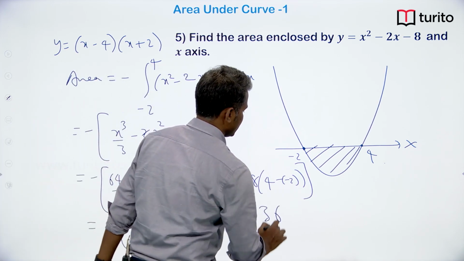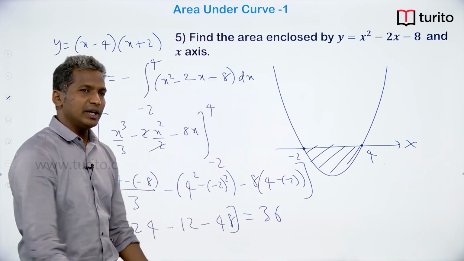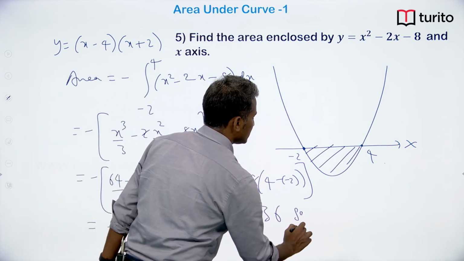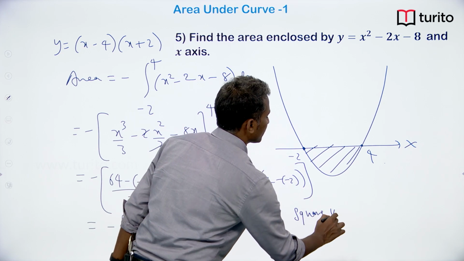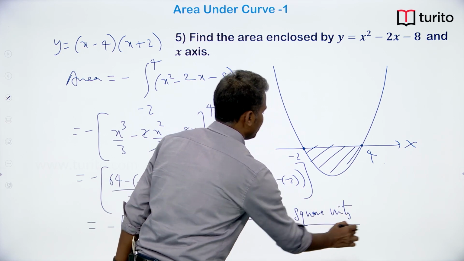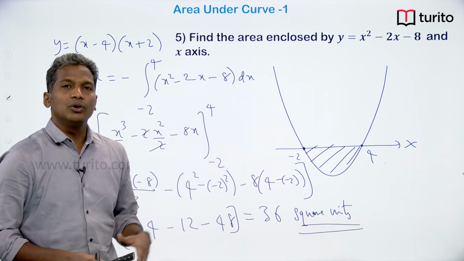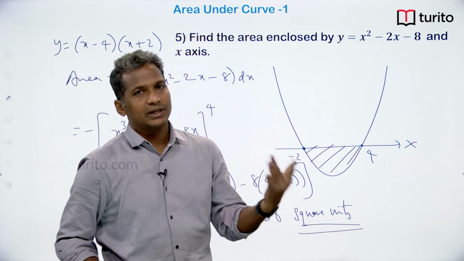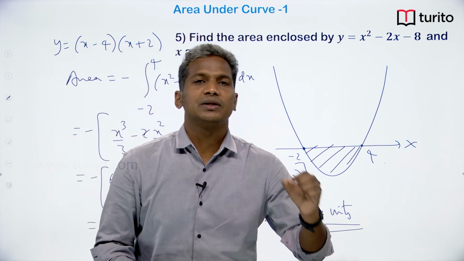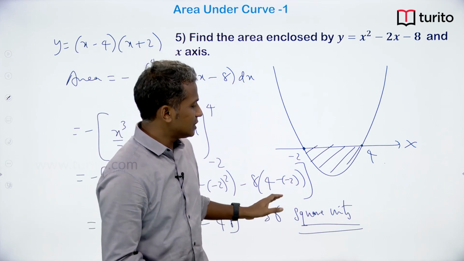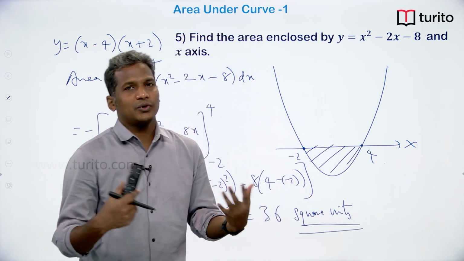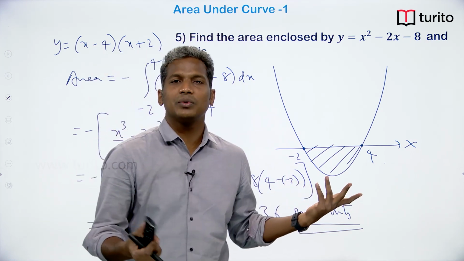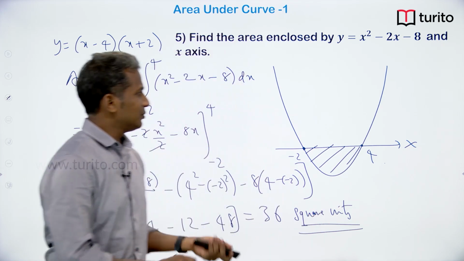So whenever we write the answer, we have to write square units. Because we do not know the units, whether it is meters or centimeters, we always mention units. Square units means, of course, we are talking about area. Cube units means we are talking about volume. Okay. Come on, make a note of this.